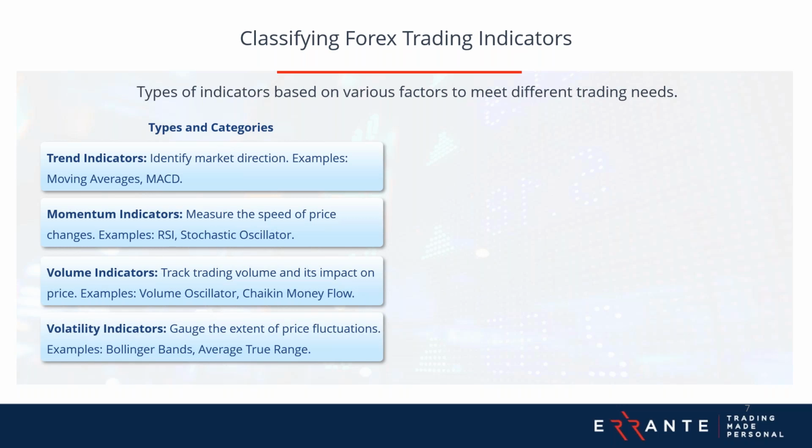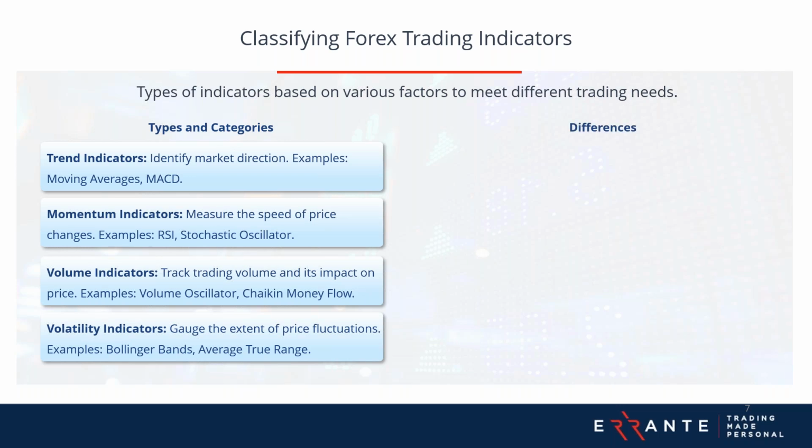Lastly, we talk about volatility indicators. These are like weather gauges for the market. They tell us if there is a storm coming, meaning big price changes, or if things are calm. Bollinger Bands and ATR, or average true range, are key tools here.